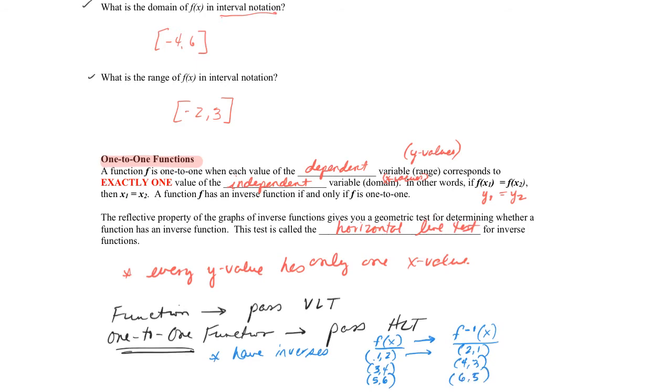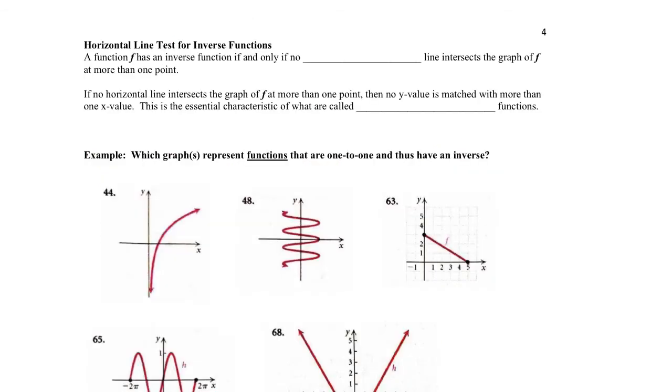So we use this one-to-one test, or this horizontal line test, to determine if a graph is one-to-one. If it's one-to-one, it has an inverse, which comes with all these really cool properties. And so we'll get to that later in module 1.